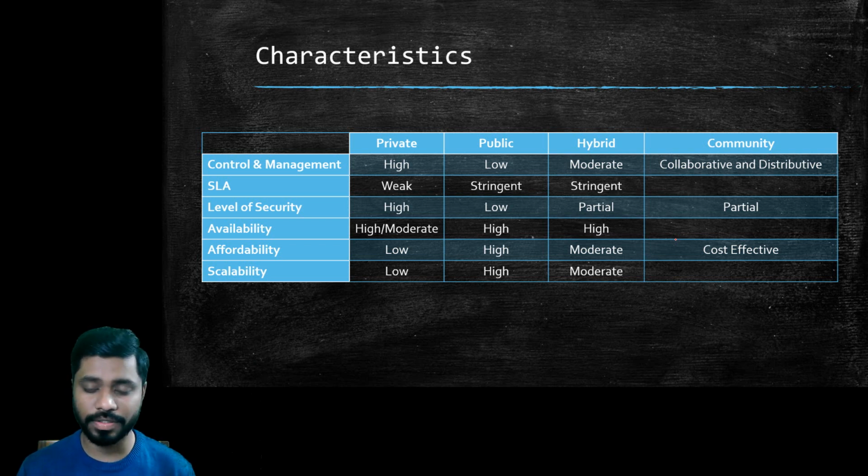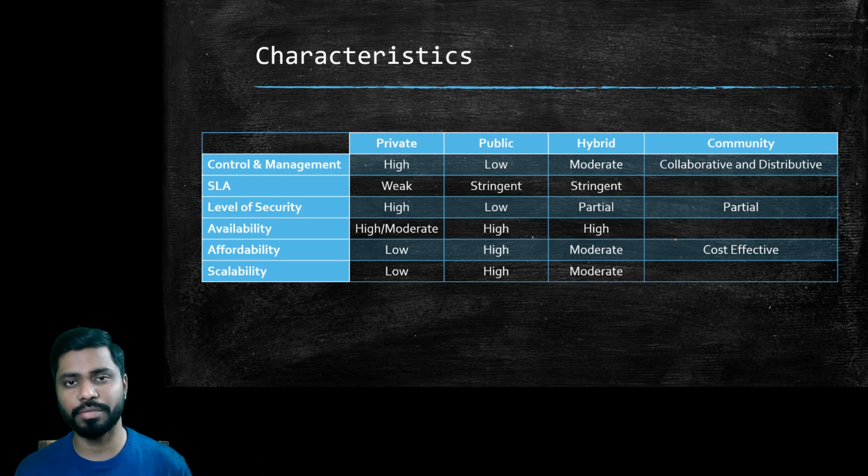Hybrid, stringent ones. Now from the level of security perspective, private cloud gives more, because it's situated within your organization, whereas public gives very little. In hybrid, it's partial, and community is also partial. Under community, along with you, there are a few more organizations sharing the same resources.